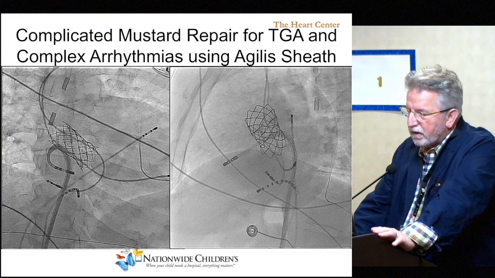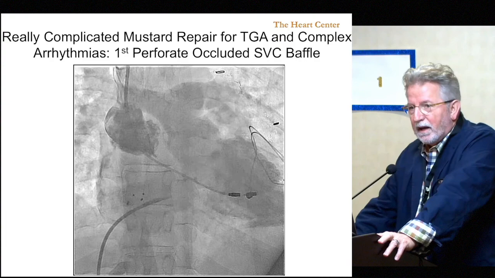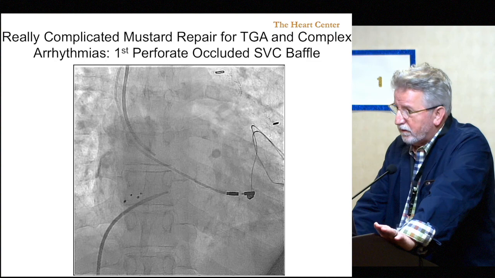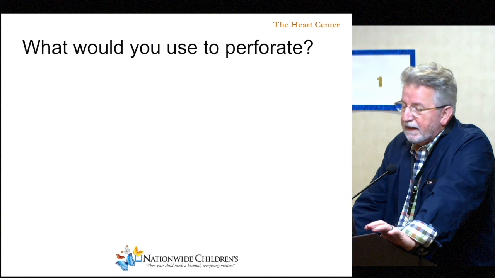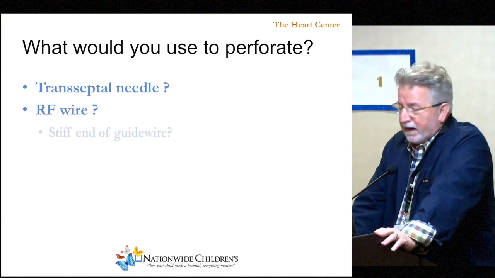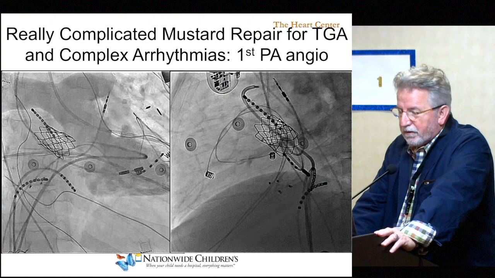Here's another patient that comes in. You can see that it is not uncommon, severe SVC baffle obstruction. So you can perforate there, and you can use any of the systems, whether it's an RF, you can use the transseptal needle, or you can use the stiff end of a wire. And that happened previously, so that, of course, they never go away. I'll go back here. And so they come back a few years later with all their arrhythmias. So they said, well, we need you now to get across the baffle for us.